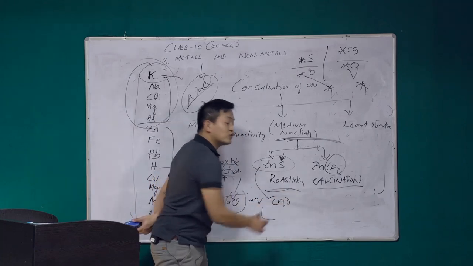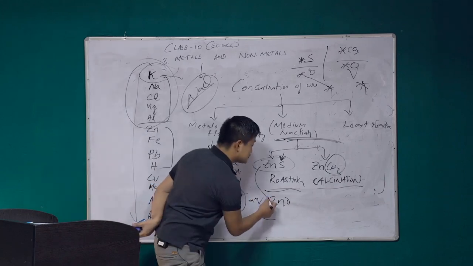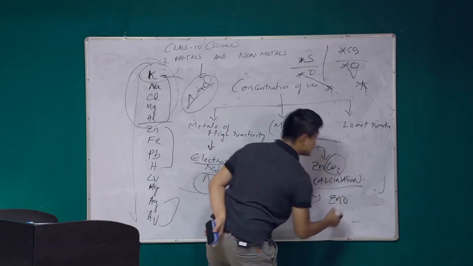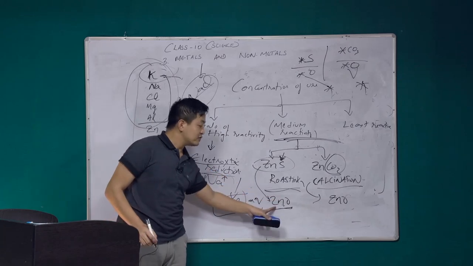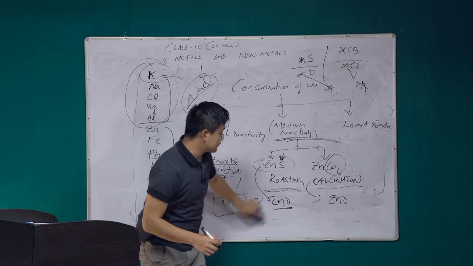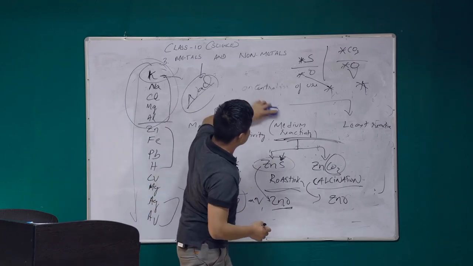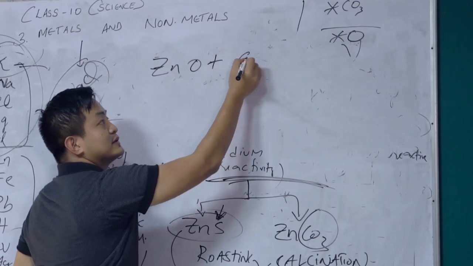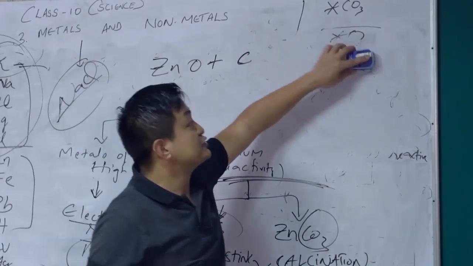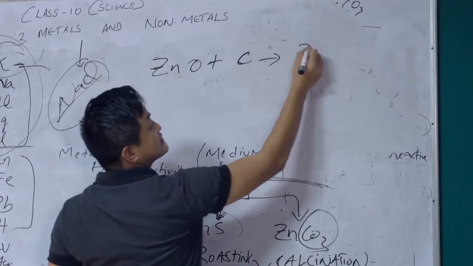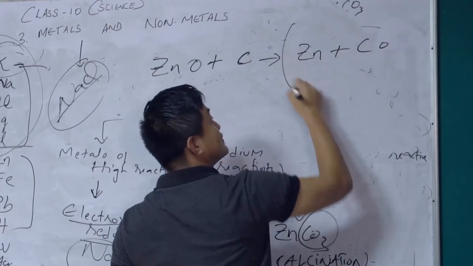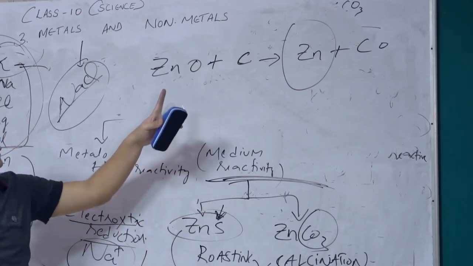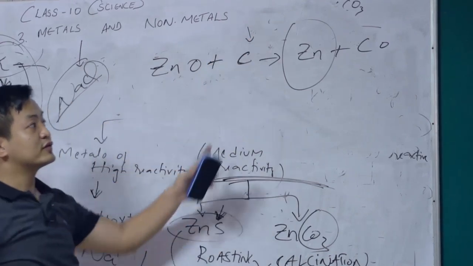Once we undergo this, the zinc sulfide will be converted to zinc oxide, and the zinc carbonate would also be converted to zinc oxide. That means we have metal oxide. From metal oxide to get a metal is very easy now. From zinc oxide, we just have to react with carbon. Carbon is a reducing agent. So now we get zinc and carbon monoxide. So now we got a pure metal, that is zinc. In this process, it has to react with a reducing agent like carbon.